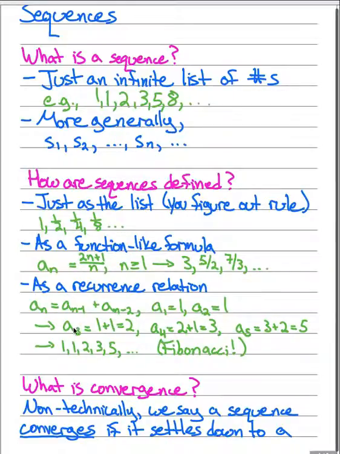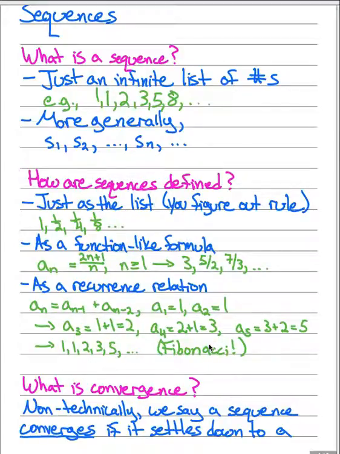So a3 would be the sum of 1 and 1, that's 2. a4 would be the sum of a2 and a3, so that's 1 plus 2 equals 3. a5 would be the sum of a4 and a3. That's 3 plus 2 equals 5, and so on. So we have the list 1, 1, 2, 3, 5, and so on. And that's the same Fibonacci sequence that I mentioned above.